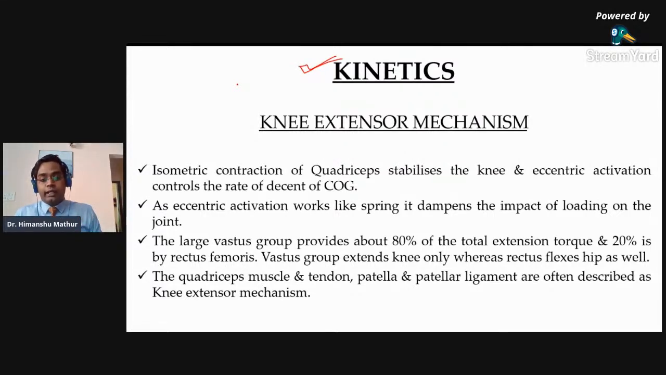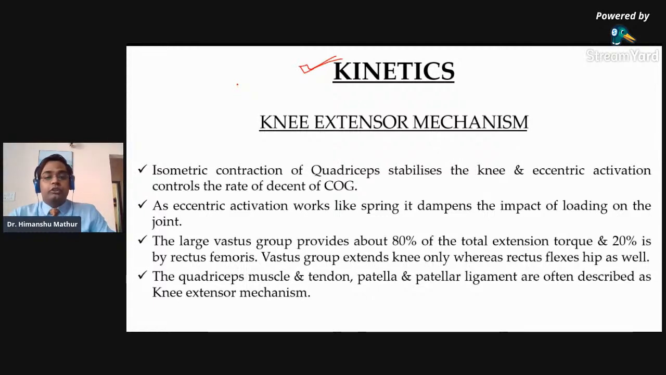This is the reason why the major amount of force applicable for the extension of the knee is applied by the vastus group. It is said by cadaveric studies that almost 80% of the total force of extension is generated by the vastus group, and the remaining 20% is generated by the rectus group. Okay, now let us see what I've written.